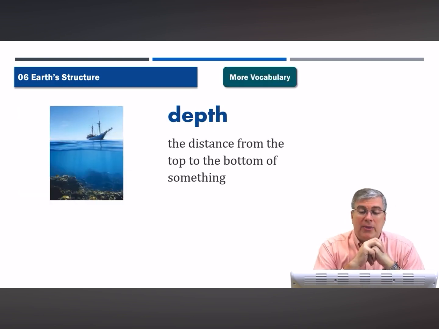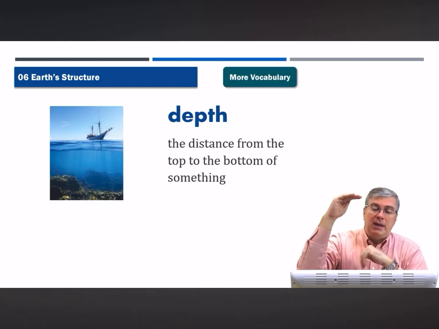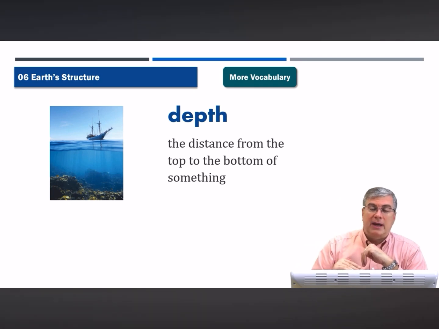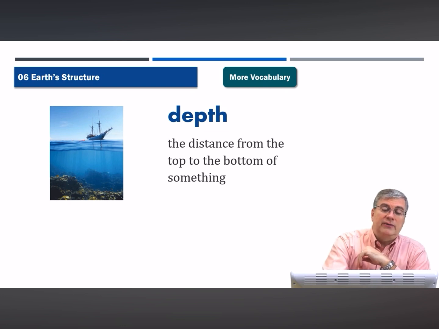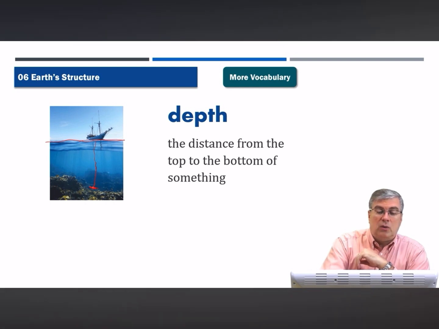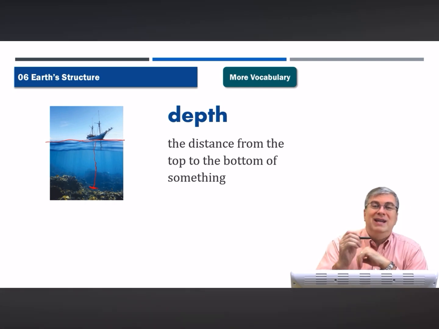Depth. Depth is the distance from the top to the bottom of something. So if you're thinking, this is a good picture, right? You think about the surface being up here, of the ocean. That's the surface. What is the depth? That is the distance from the layer of water on the surface to the bottom of the ocean, the rock. How deep is that? What is the depth?